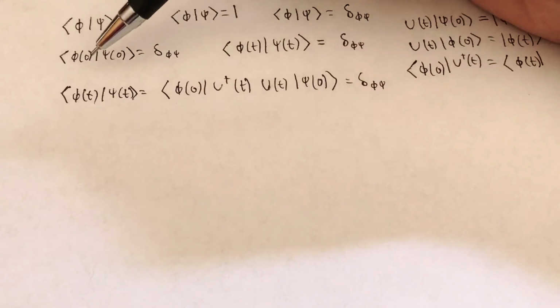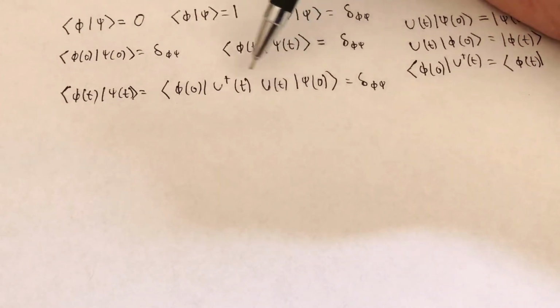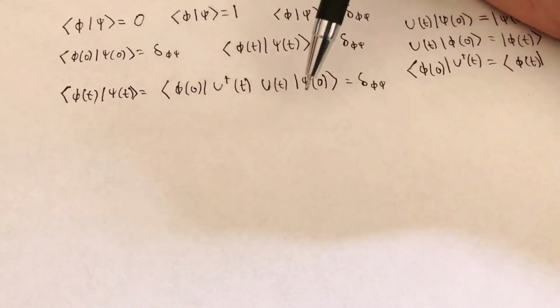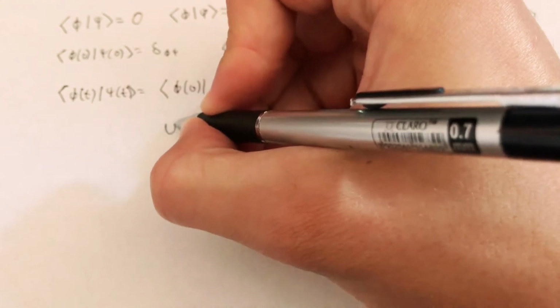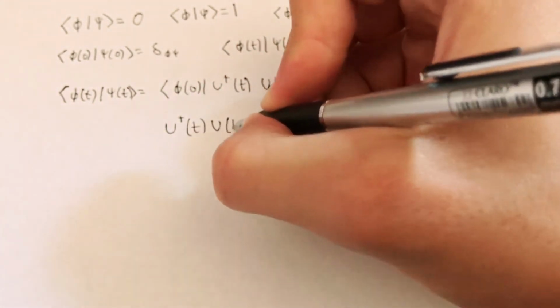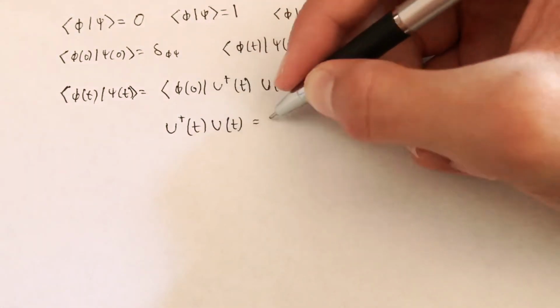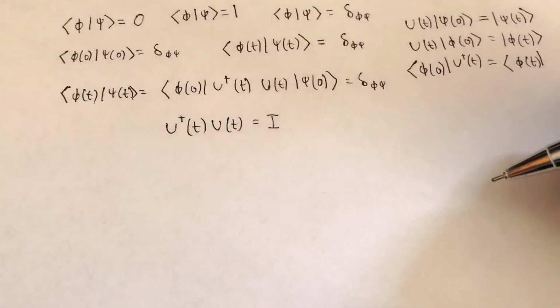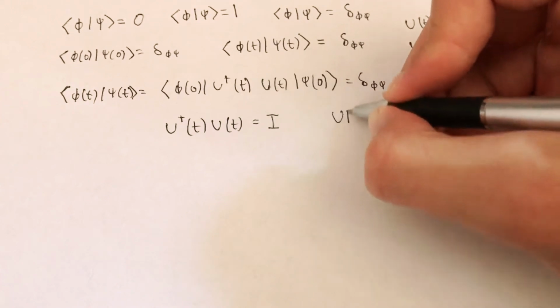As you can see, this expression and this expression have the same value in every case. The only operator that we can place between phi of 0 and psi of 0 to have this effect is the unit operator, in which case this term right here must equal the unit operator I. Because of this, we say that time evolves in a unitary fashion.